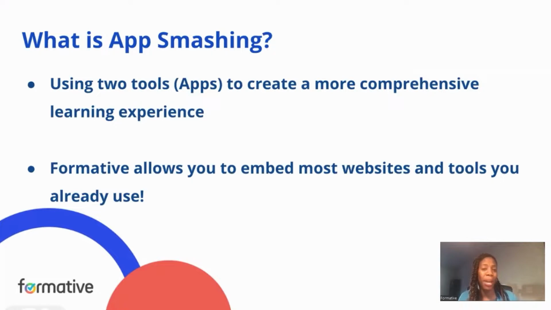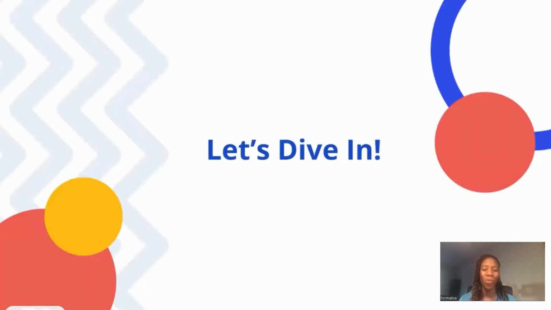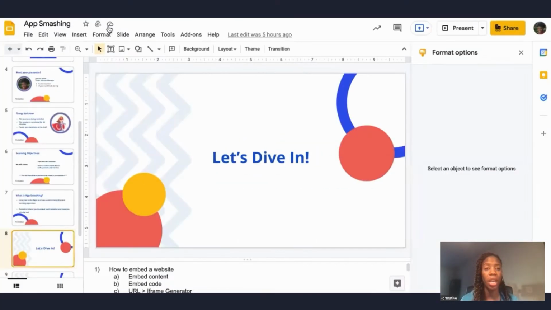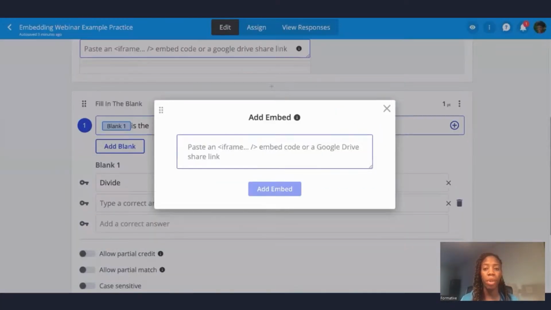So what is app smashing? Basically, app smashing is using two tools, your apps or applications, to create a more comprehensive learning experience for your students. Formative allows you to embed most websites, not all, because some websites are not created equal, and tools that you already use right here into Formative. With that being said, you should be logged in. If not, you can take a look at what I'm doing here on my screen. I'm just going to exit my presentation and head on over to my Formative, oopsie.